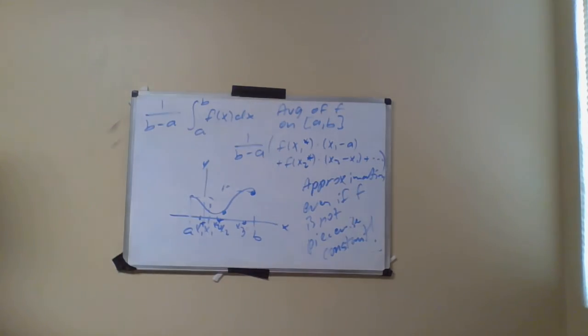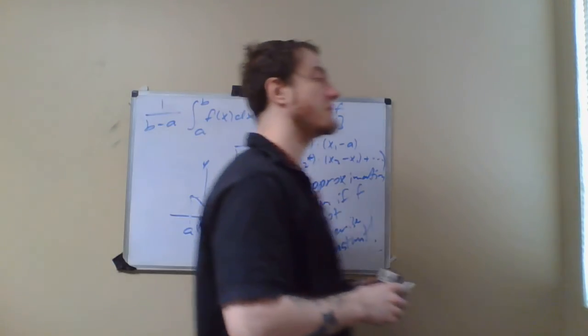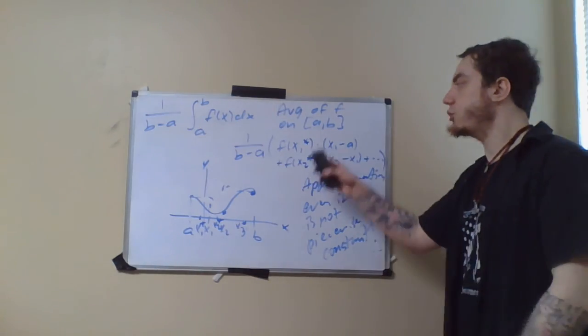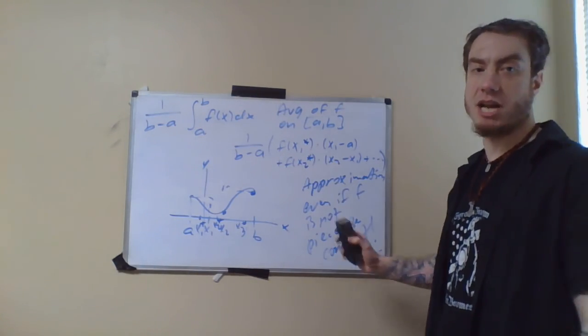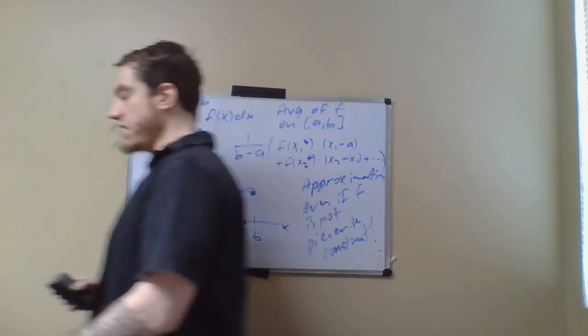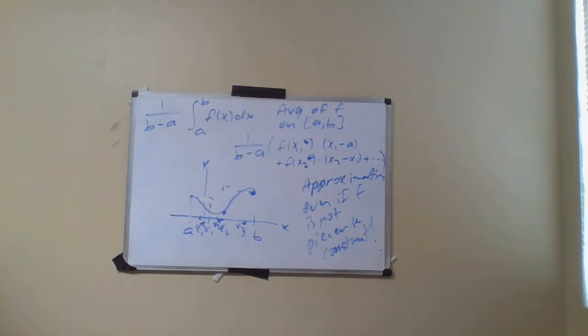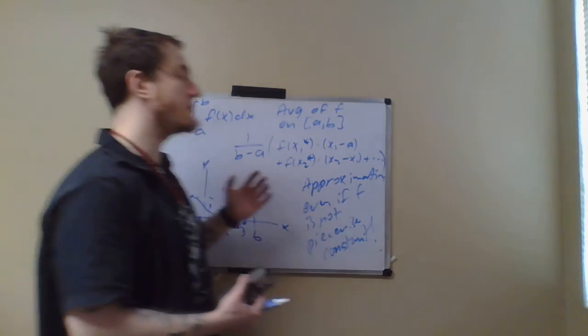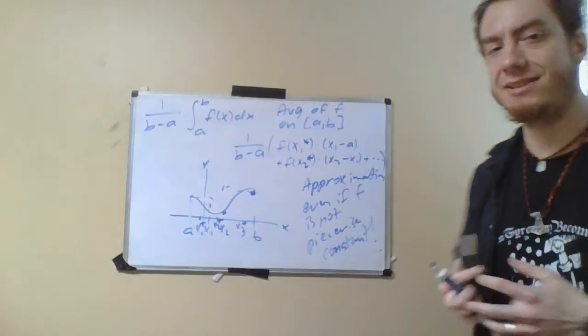Now, I want to say that there is another reason why we would define this as the average of the function, and it's closely related to this approximation idea, but I think it does give us a little bit more intuitive understanding of why this is what we get.